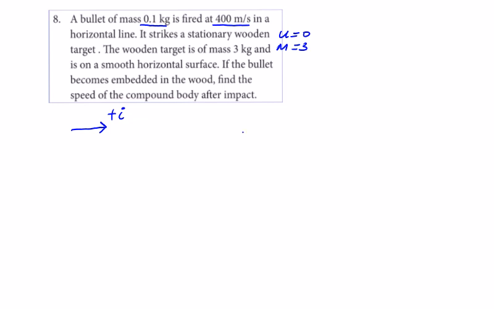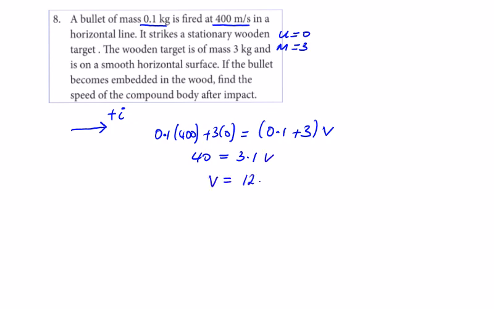Okay, well, let's look at the momentum here. We have 0.1 times 400 plus 3 times 0. That has to be equal to the momentum afterwards. Then the bullet's inside the wooden target, so it weighs 3.1. And obviously if it's inside it, they're both going the same speed. So we should be able to simplify this quickly. 40 is equal to 3.1 V. And if we divide 40 by 3.1, we're going to get 12.9 meters per second.